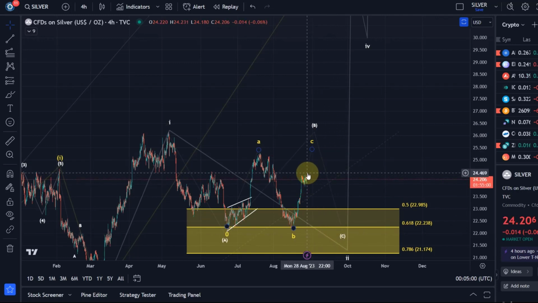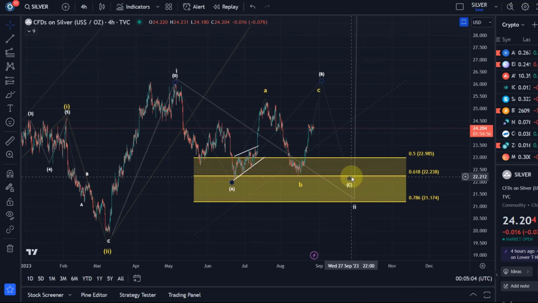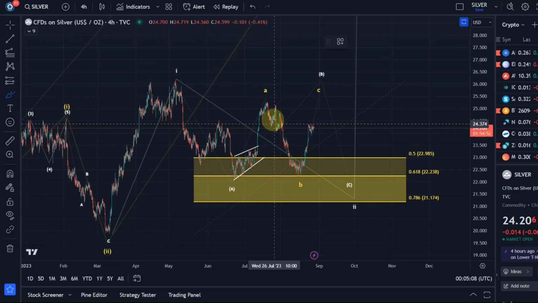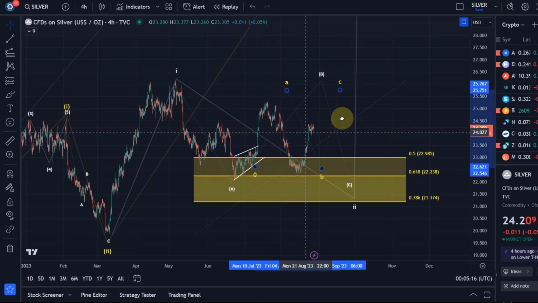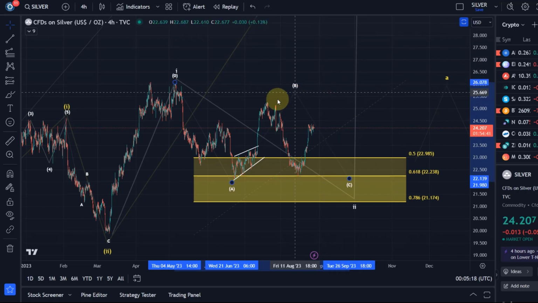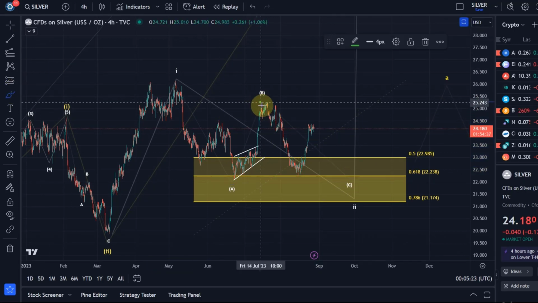What happens if we break down from here? Well, it would not be a problem. It would be another possibility to add some silver potentially a little lower. Then I would have to assume that B topped here and we're coming down in an ending diagonal, probably something like that.